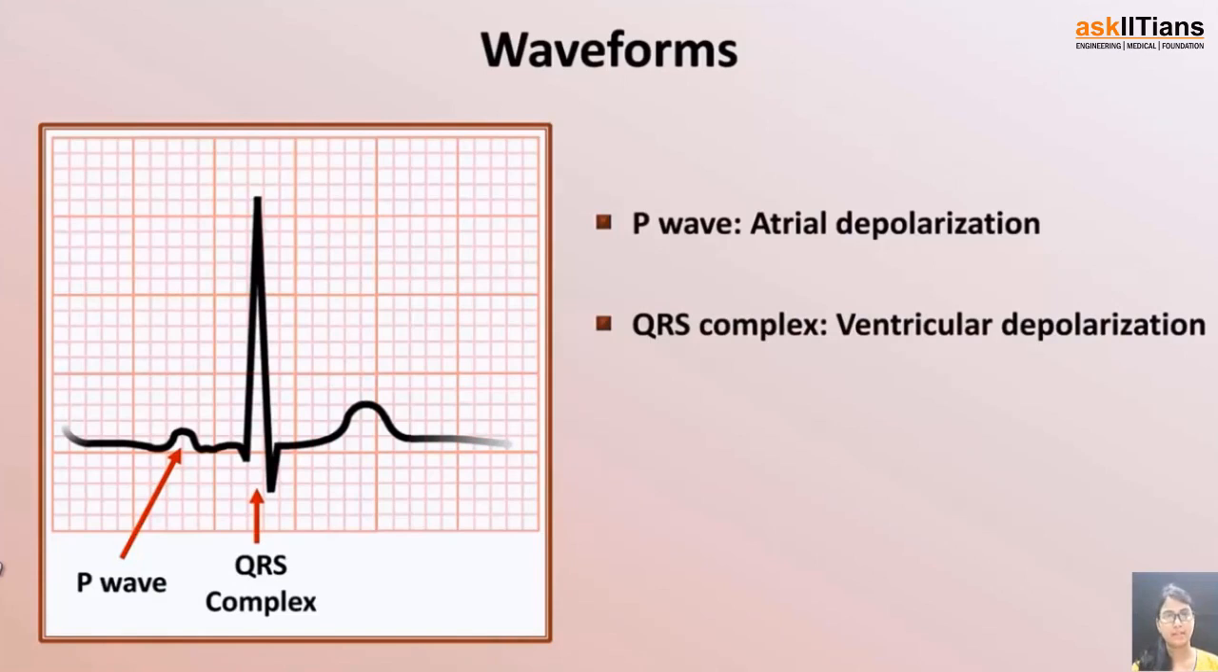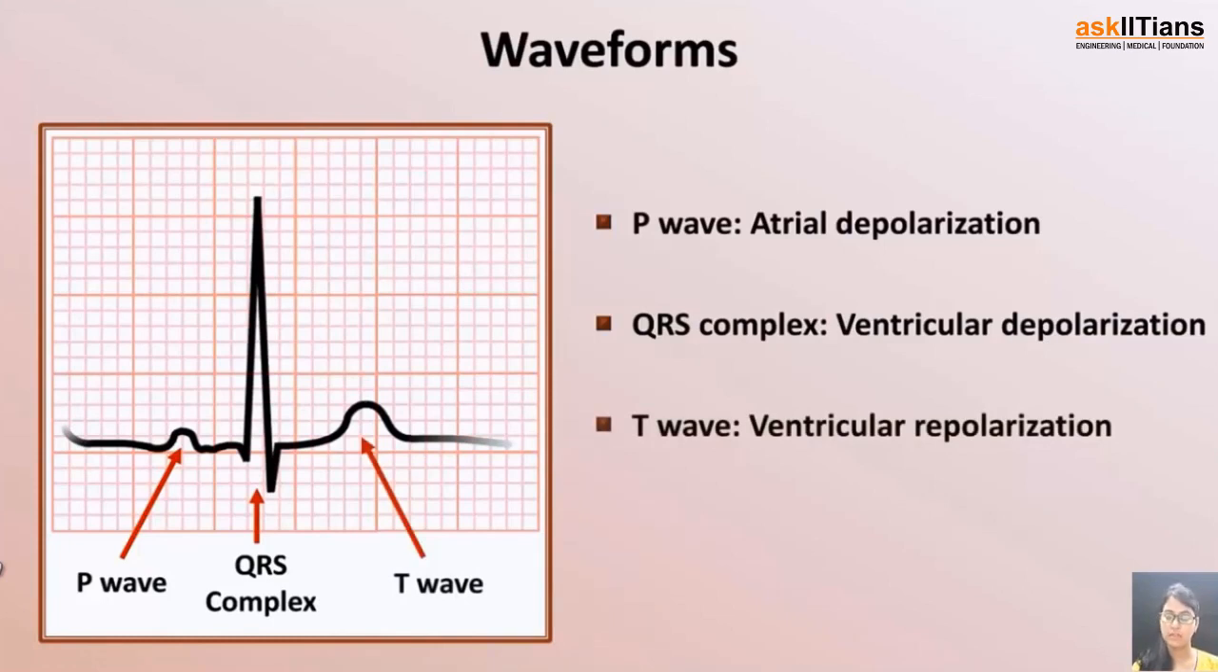QRS complex. What is it indicating? It is indicating ventricular depolarization. T wave. T wave is indicating again ventricular repolarization. U wave is also here, but it's rare, and you will study about this wave in your medical classes when you will be studying MBBS.